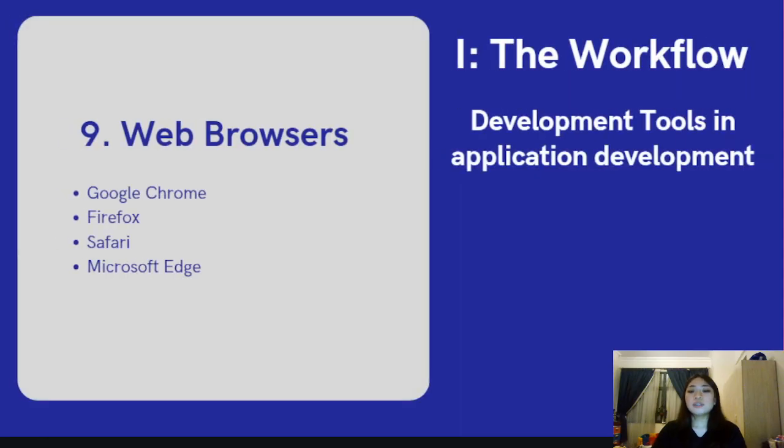Number 9. For the last development tool under the workflow category, here are the web browsers used. After writing the code, developers open the project in a web browser to see the results. Common browsers include Google Chrome, Firefox, Safari, and Microsoft Edge. But Chrome is commonly used in development because it contains advanced developer tools. Installing Chrome is straightforward. The user downloads it from the official site and follows the setup instructions.